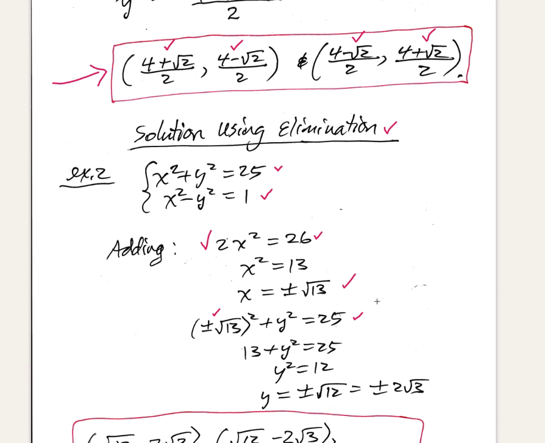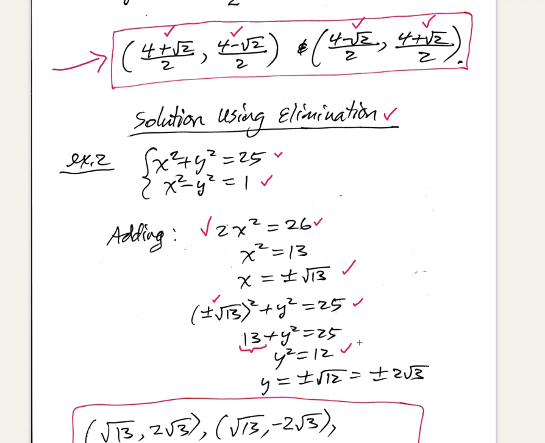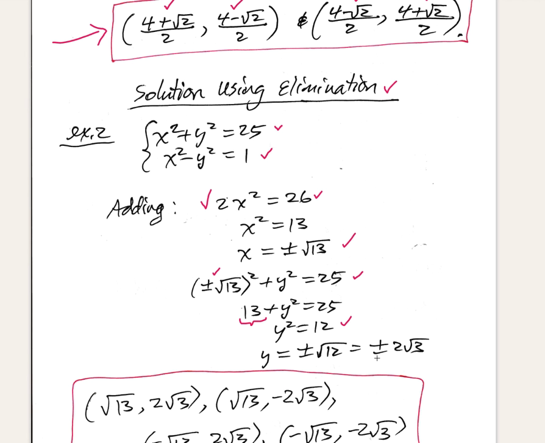We've got x squared plus y squared is 25, so I've got plus or minus the square root of 13 squared plus y squared is 25. Plus or minus the square root of 13 squared is still always positive 13. So we've got 13 plus y squared is 25. Y squared is 12. So y is plus or minus the square root of 12.